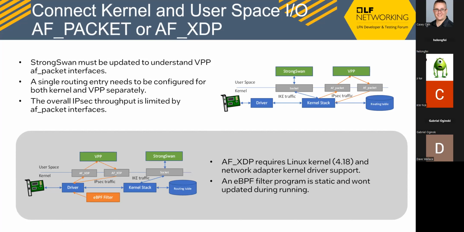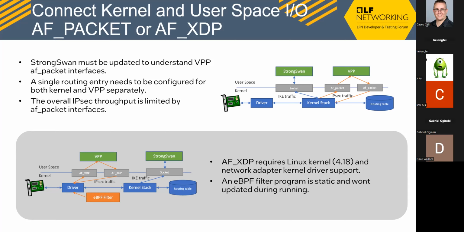This situation is similar when the Linux kernel offloads clear text traffic to be encrypted by VPP. Configuring such complex routing for both the kernel and VPP using the StrongSwan control command is quite challenging, simply because StrongSwan must be updated to understand the VPP AF packet socket interface. A single routing entry needs to be configured for both kernel and VPP separately. Even if everything is working properly, the overall IPsec throughput will be limited by the slow AF packet interface.